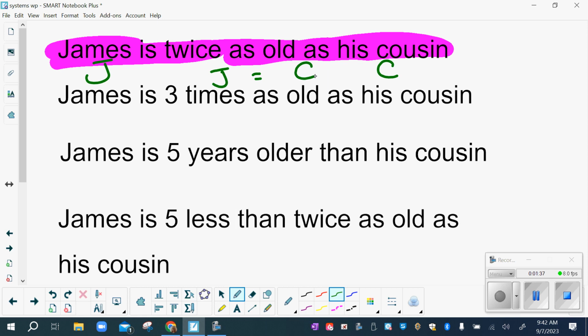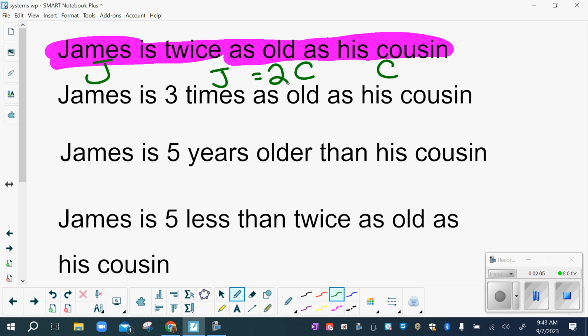So if James Alexander is 18, he's not, he's 17, but let's pretend he's 18, and his cousin is 9, what would I have to do to the cousin to bump him up to James's age? Multiply by 2. For my brain, I have an easier time saying to myself on all of these problems, if I know the big amount, what do I have to do to the little amount to get it up to the big amount?